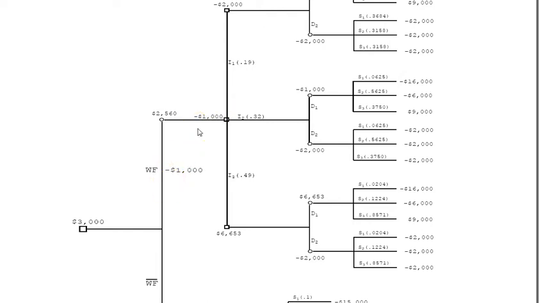Remember, for the sampling cost, we get 2,560, or 3,560 if we didn't subtract the $1,000.